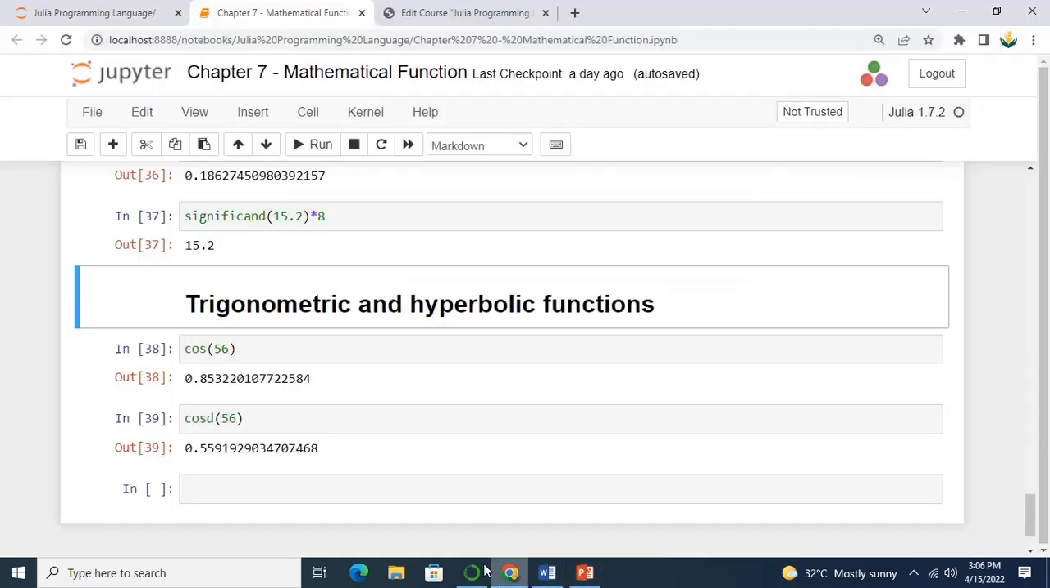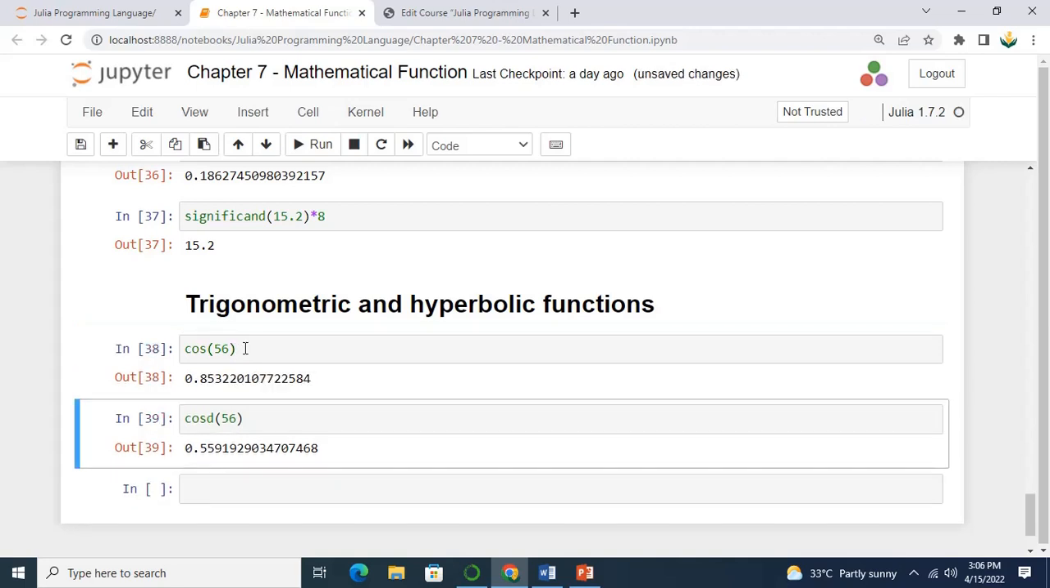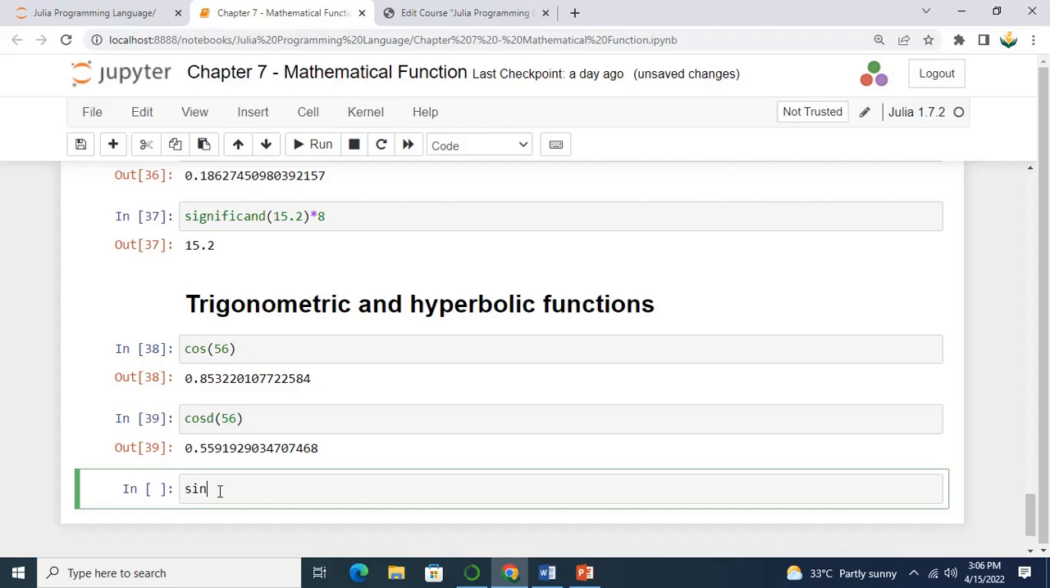Let's run some of the functions here. I want to take the value of cos 56. I'm going to get the value of cos 56 as 0.8532. Now let's say I want to represent it with degrees, cosd. Generally we use cosd of 56, and I'm going to get 0.559.